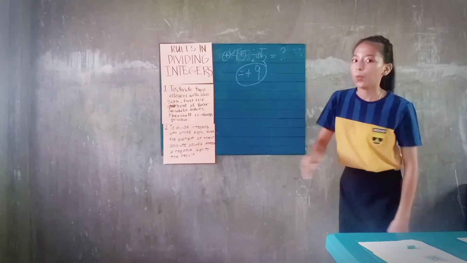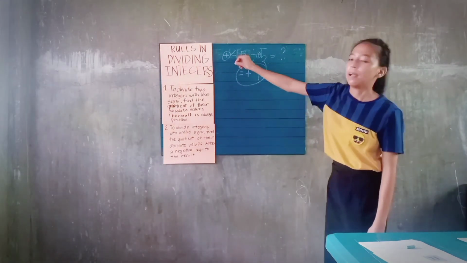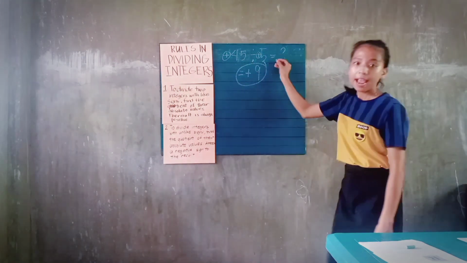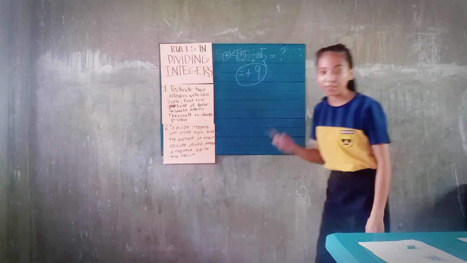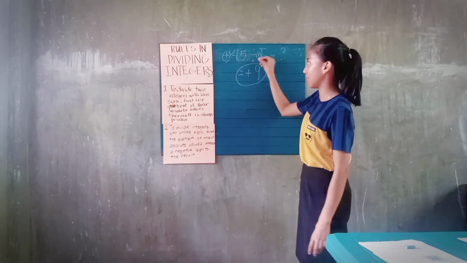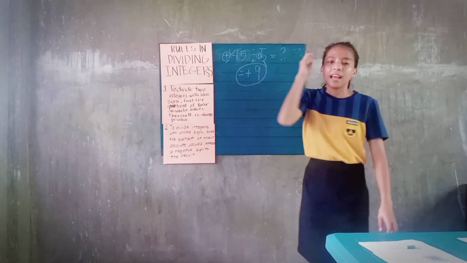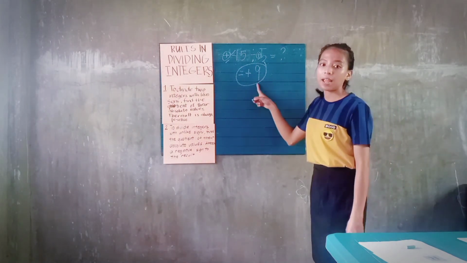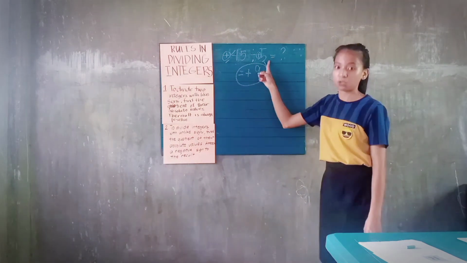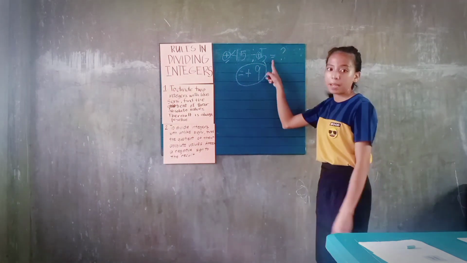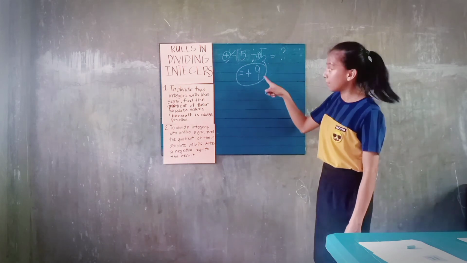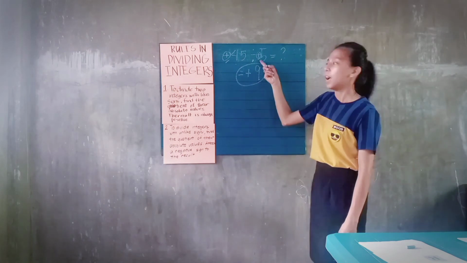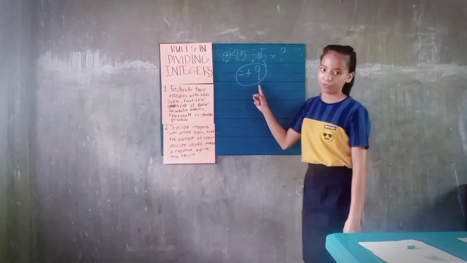Para mas malinaw, to solve 45 divide positive 5, positive to parehas na. Observe that the divisor and the dividend have like sign. Okay, that is this. Dividing the absolute value of 45 by 5 is equals to 5, gives you 9. Thus 45 divided by 5 will be positive 9.